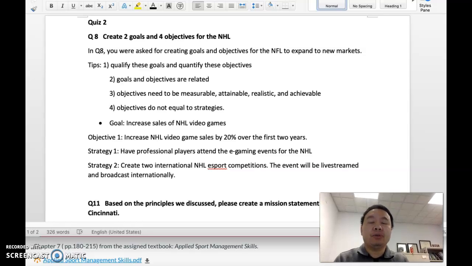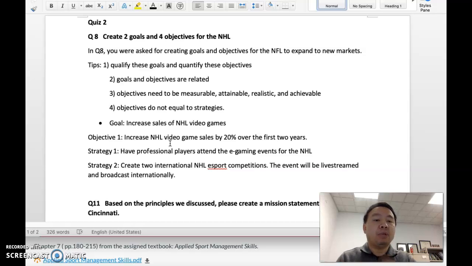First, we're using this question as an example: create two goals and four objectives for the NHL. If you want to create a goal, it could be: I would like to increase sales of the NHL video games. This is an example made by our students. I'm using the students' words as an example. This is a pretty straightforward goal: I would like to increase sales of the NHL video game.